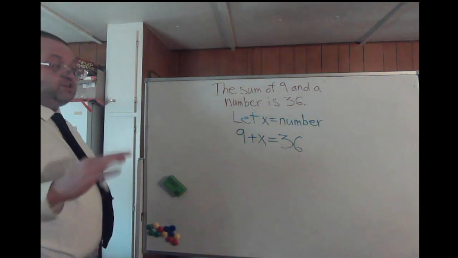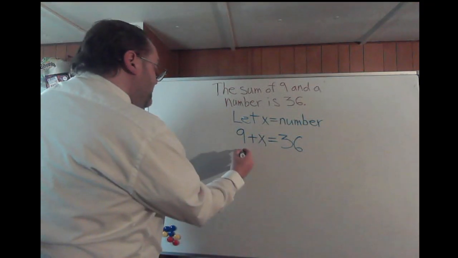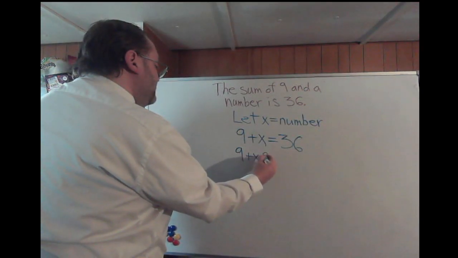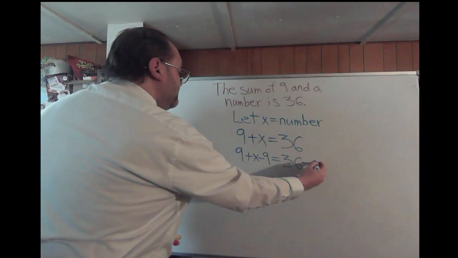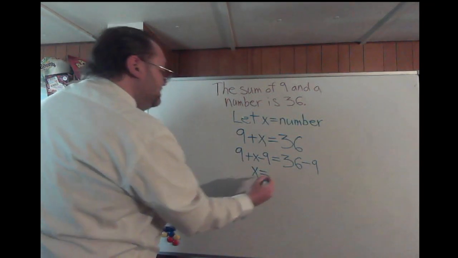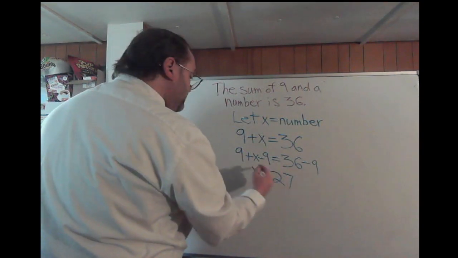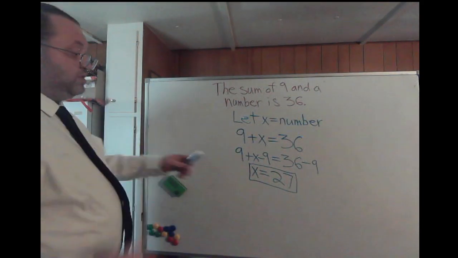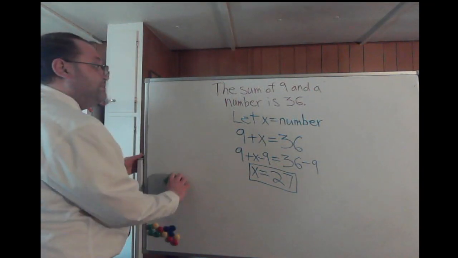Now, of course, we want to solve for that number x. We want to get x by itself. In order to do that, we got to subtract 9 from both sides. So you'll have 9 plus x minus 9, but we also got to do it to the right side, because what you do to one side, you have to do to the other. If you subtract 9 from the left side, you'll just get x by itself. What is 36 minus 9? Well, that's 27. Pretty simple. So that number that we're looking for is 27. x equals 27.